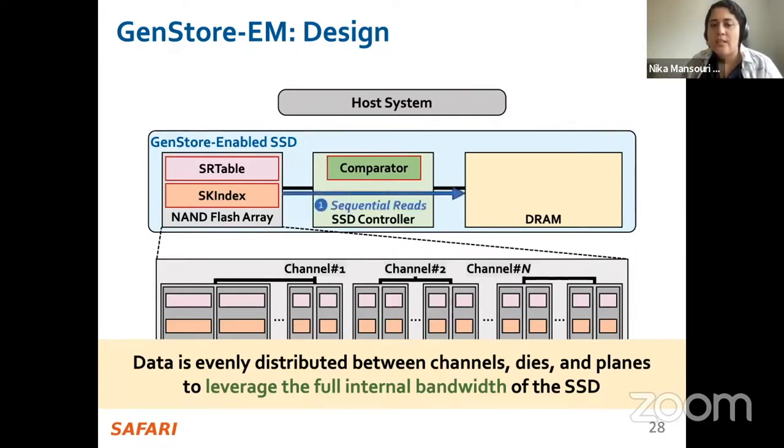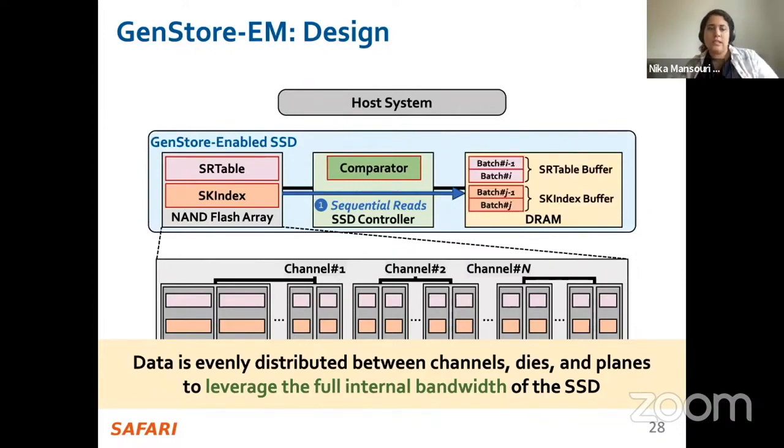So GenStore-EM consists of two steps. Step one reads the two data structures from NAND flash chips to the SSD's internal DRAM in a batched manner. Instead of bringing the whole data structure, since we're sequentially reading through it, we can bring small batches of a few hundreds of megabytes each time in the DRAM, and then the capacity would be fine. Then step two performs exact match filtering within each read batch using simple comparator logic.